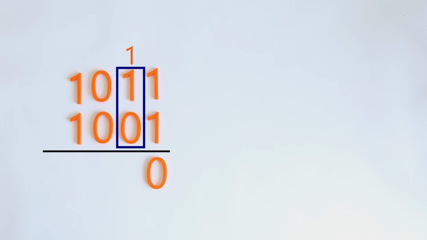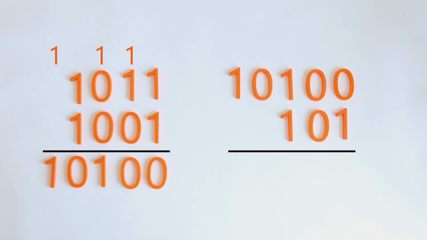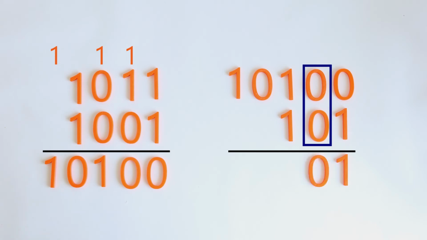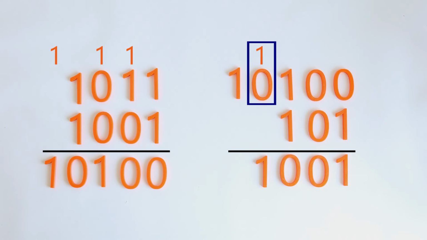Next column 1 plus 0 plus 1, which is again 0 carry a 1. 0 plus 0 plus 1 is 1. 1 plus 1 is 0 carry a 1. The answer we have is 10100. We can now add 101 to this. Again, starting at the right column, we get 1 plus 0, which is 1. 0 plus 0 is 0. 1 plus 1 is 0 carry the 1. 1 plus 0 is 1. And we just have the 1, which gives the answer 11001.